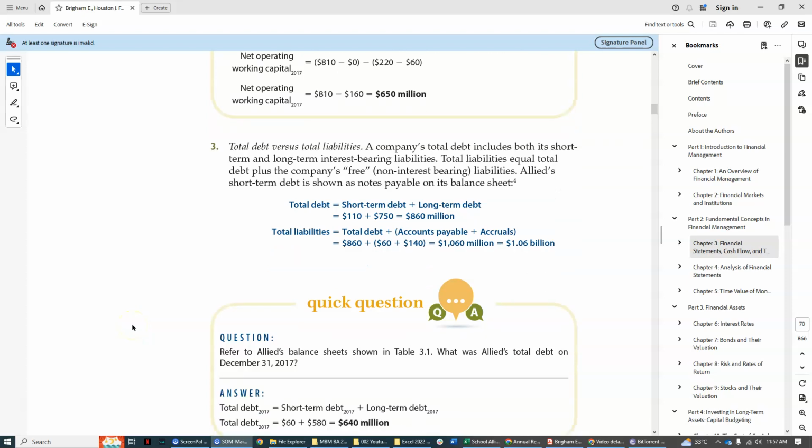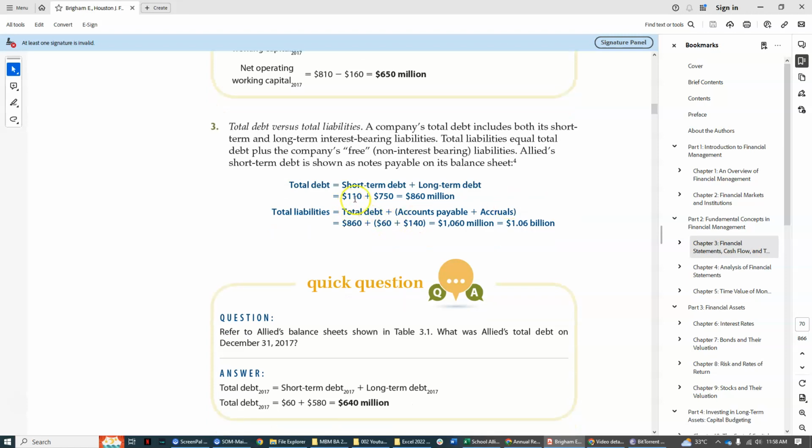Okay. We need to distinguish the total debt versus total liabilities. The company's total debt includes both short-term and long-term interest-bearing liabilities. However, the total liabilities equal the total debt plus the company's non-interest-bearing liabilities. Okay? So in here, when you say debt, it includes only the interest-bearing. When you say total liabilities, it includes also the non-interest bearing.